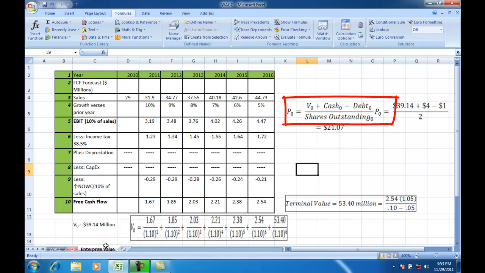Now see, we add the cash and subtract debt to the firm's value and divide by shares outstanding to get the individual share price. The main difference is that we use weighted average cost of capital instead of the return on stock, or RS, as calculated by the capital asset pricing model.